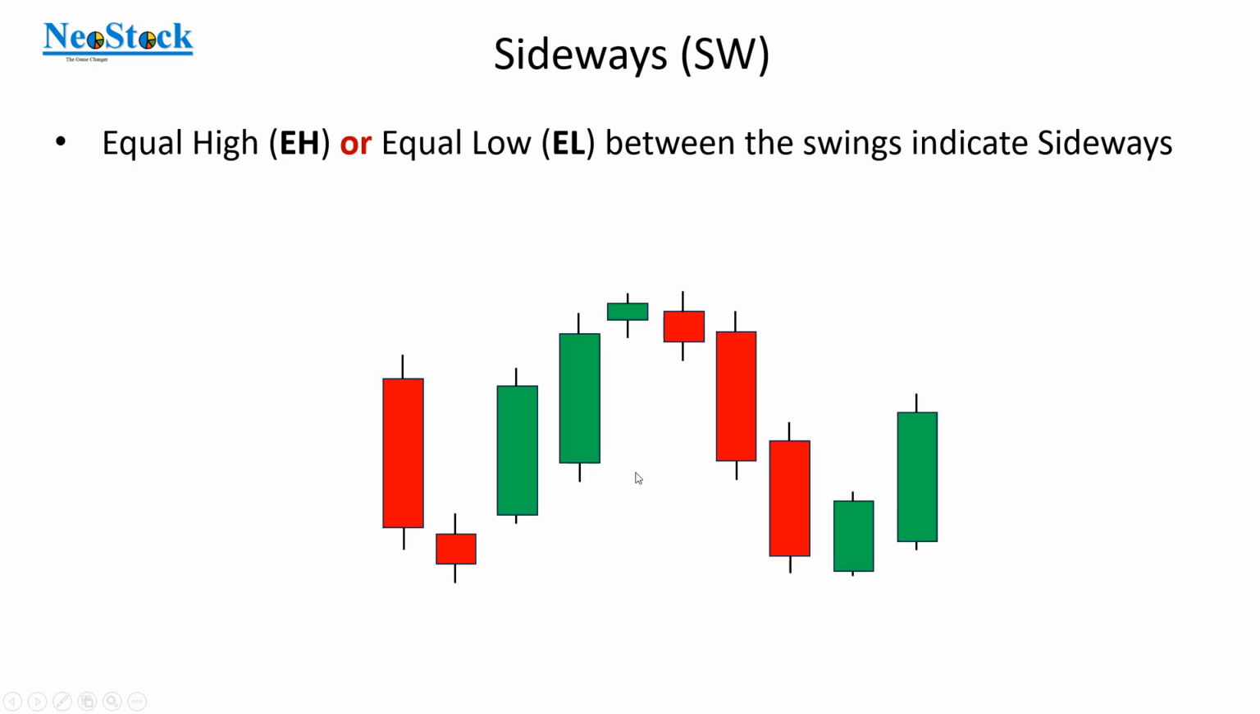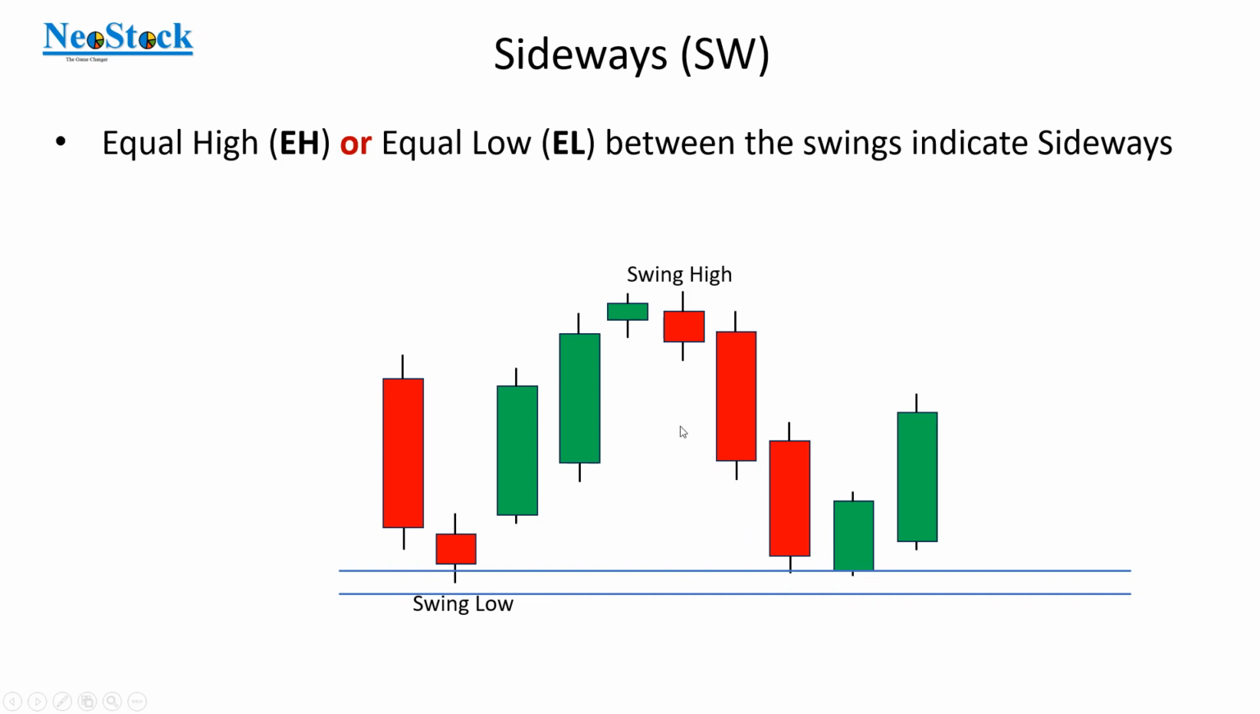Similarly, when you are comparing lows, this is the swing low, this is the swing high, and this is the next swing low. Now compare this swing low with the previous swing low. How are we comparing? By adding a buffer at this swing low. Now add the buffer, and compare this swing low and this swing low. This is the present swing low and this is the previous swing low. Because both these lows are within this buffered area, we can say it is equal low.